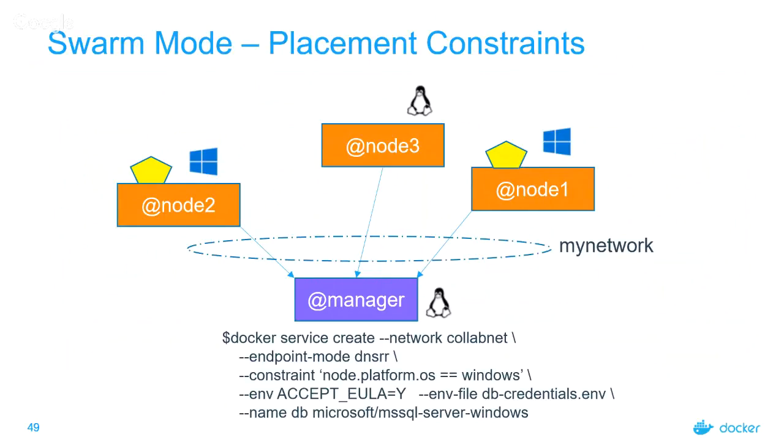With the recent 17.06 release, we have this feature where you can create a service with the constraint node.platform.os==windows, and this service gets created on that particular platform. In this example, it is shown that you are running an MS SQL Server Windows image on a particular Windows node. So it will rightly go to the particular nodes and get created.